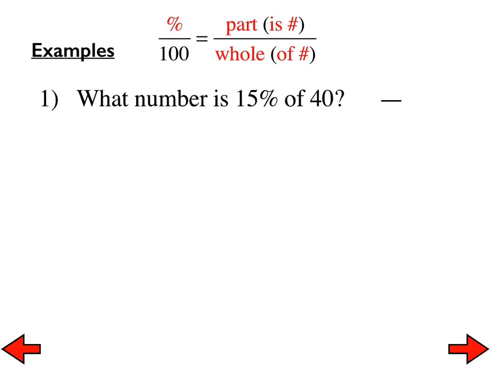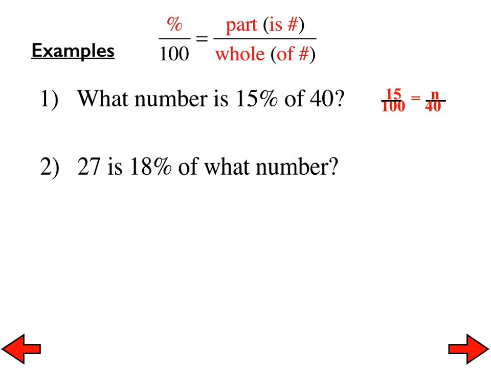Number 1, we know the percent this time, so it's going to be 15 over 100 equals, it's the part that we don't know. We don't know, once again, the part or the is number, but we do know the whole or the of number. So the setup should look something like that. And then once again, we could use the cross multiplication or the proportion algorithm to solve that by cross multiplying. Number 2, we know the percent. Once again, it's 18. This time we know the part or the is number, but we don't know the whole.